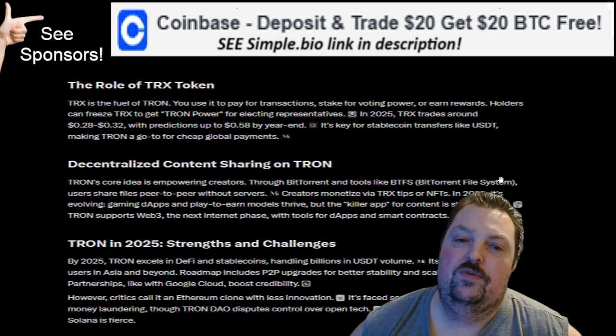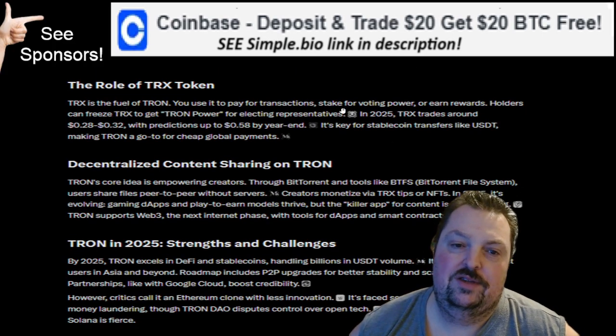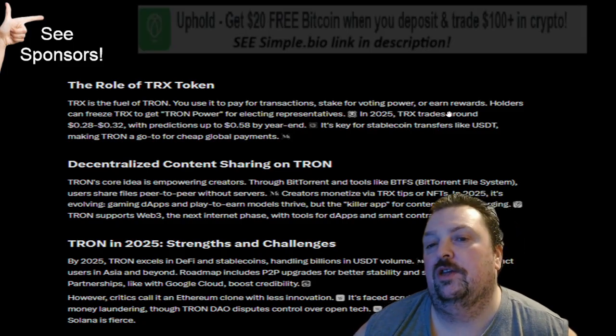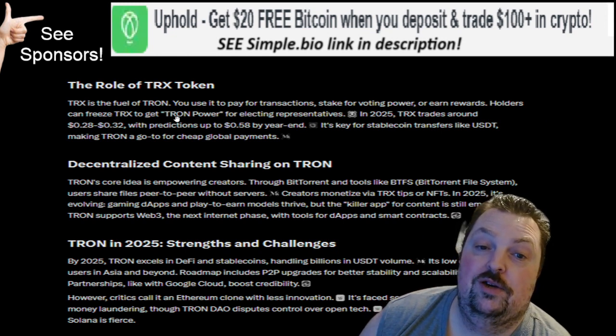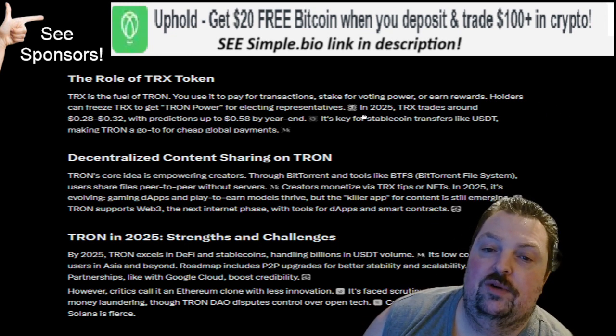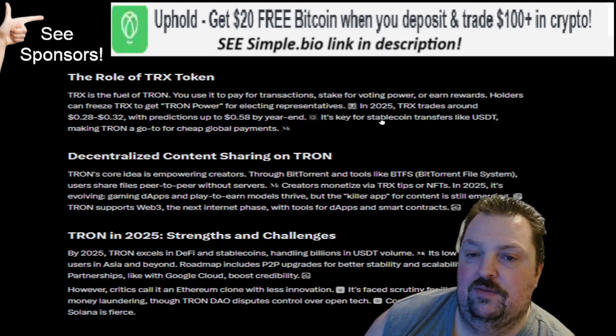The role of the TRX token. TRX is the fuel of TRON. Use it to pay for transactions, stake for voting power, or earn rewards. Holders can freeze TRX to get TRON power for electing representatives.